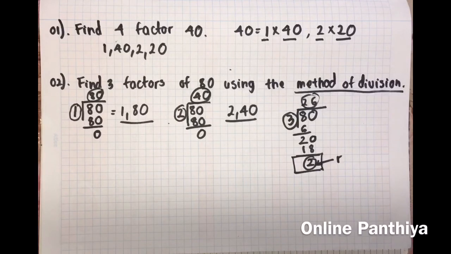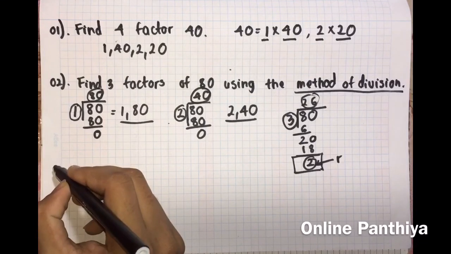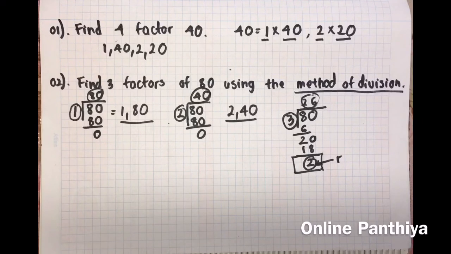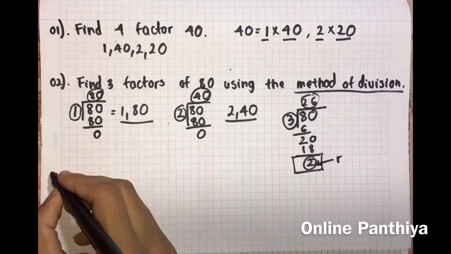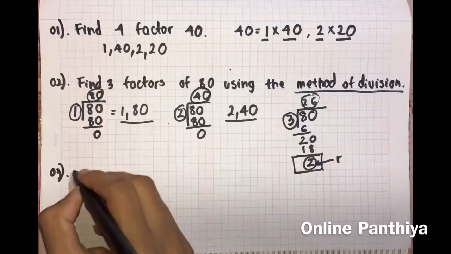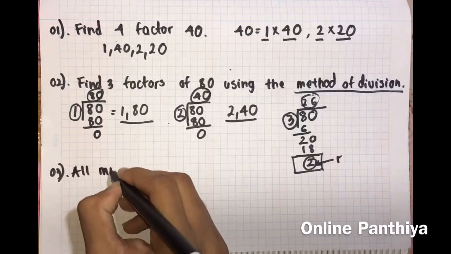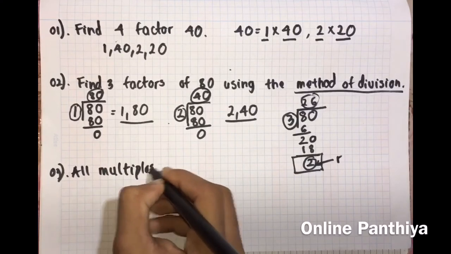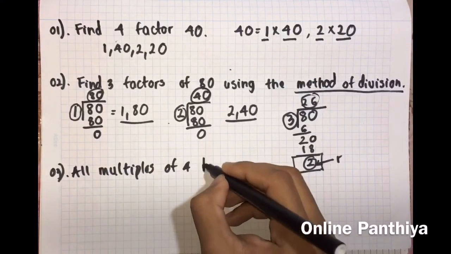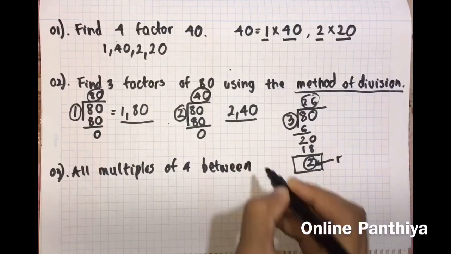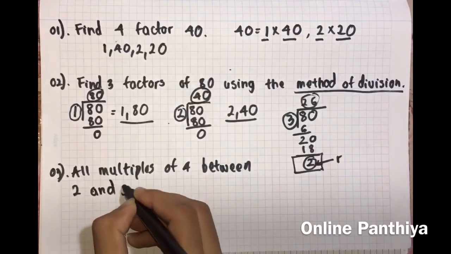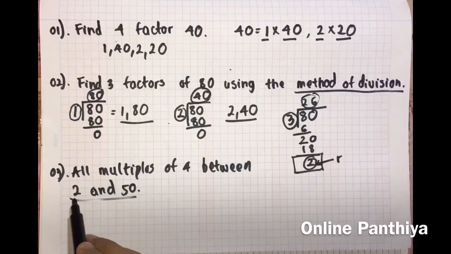Clear? Okay. And they will give you one more type of question. What are the multiples of 4? It is easy, no? Multiples is very easy. How? Say, for example, all multiples of 4 between 2 and 50. Now there is a condition. You have to write all the multiples of 4 but between 2 and 50. So how do you write? Any idea? If I just ask you to write all the multiples, how will you start?